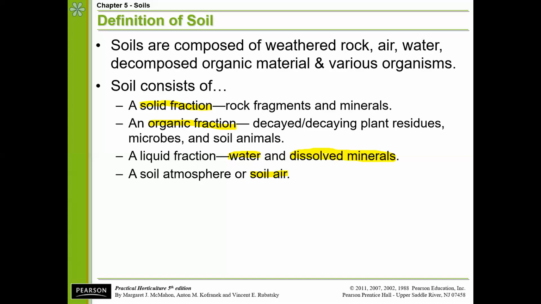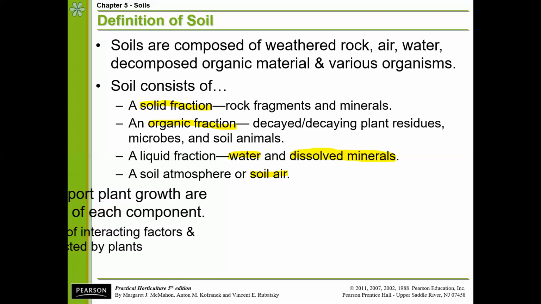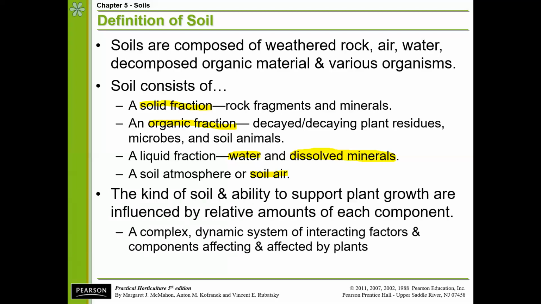So we change that significantly, not just once. We change it often over the growing season. When we plow and till, we're changing that soil structure, so we're changing the liquid and air aspect of it. So the kind of soil and the ability to support plant growth are really influenced by the relative amounts of each of these components. And it does become this very complex and dynamic system of all these interacting factors that are affecting the soil and affecting the plants that grow on the soil.